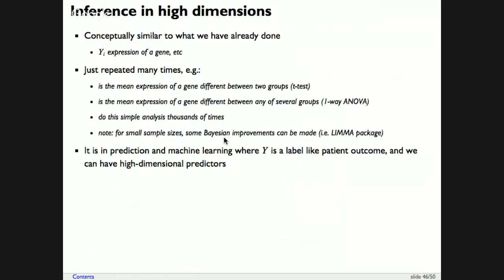And it's in prediction and machine learning where we have the many predictors. Like if you're trying to predict outcome based on gene expression, then it's something different. And this is where machine learning, support vector machines, regularized regression, all these more exotic things come in. But for the purpose of inference, differential expression, differential abundance, there's nothing exotic about going to high dimensions. It's just repeating the same thing over and over and doing multiple testing correction.